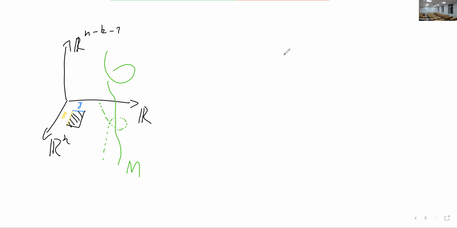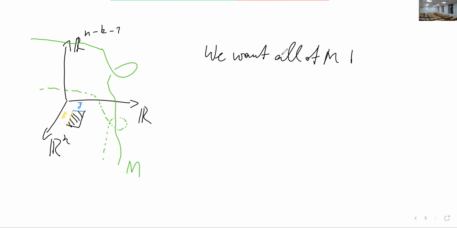Okay, I'll change the drawing slightly. Okay, so I want the entire RAM to miss J times. So we want to miss this R^K cross J.